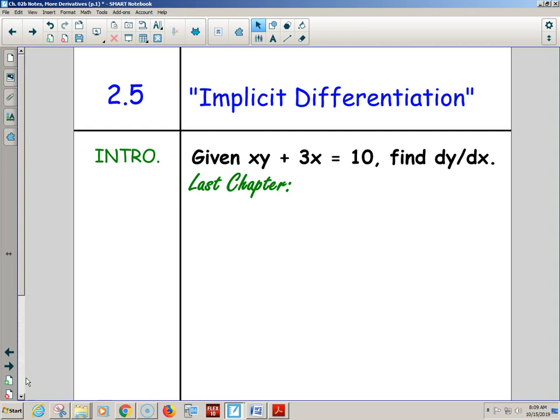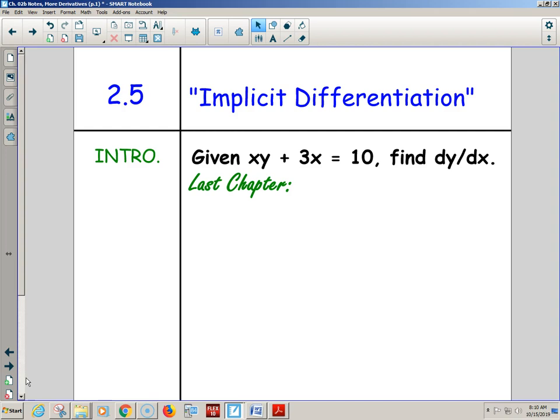I said find dy dx. What's the problem? There's an x there. X, y. What are we used to having on this side? The y by itself. It's not by itself. It's all mixed in. But hold on. Kyle just said we're used to having the y by itself. So we get the y by itself. Look at you guys. You're geniuses.